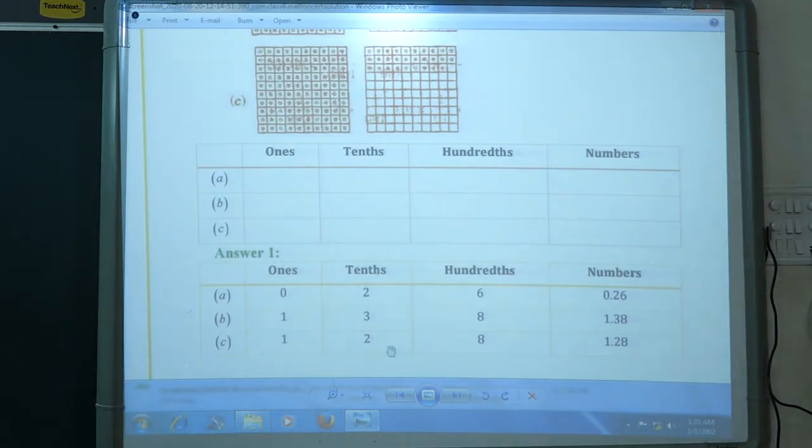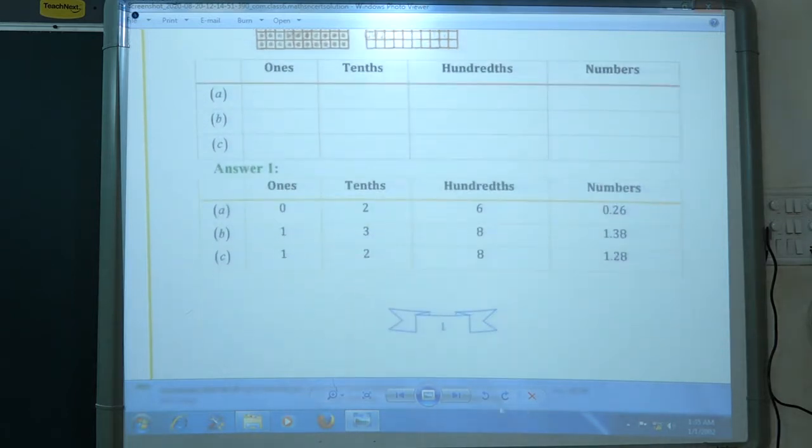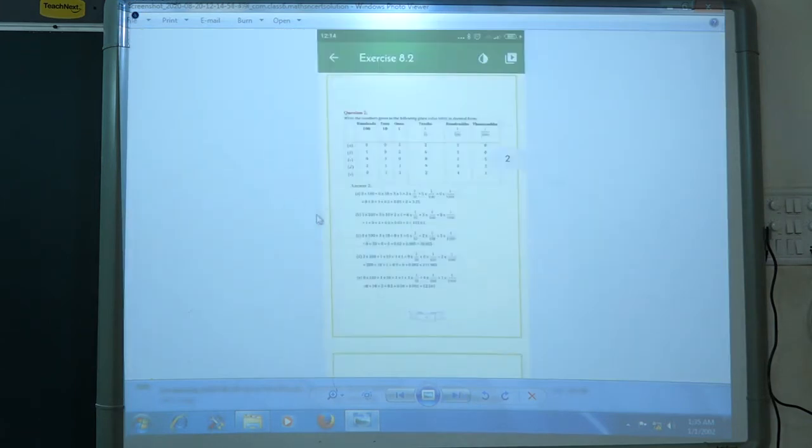Third question: full box means 1, total 1. There are 2 lines, 2/10, and small dots, 8/100. So 1.28. Next question.